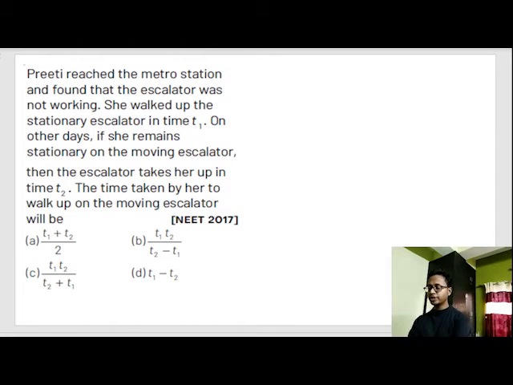Preeti reached the metro station and found the escalator was not working. She walked up the stationary escalator in time t1. On other days, if she remains stationary on a moving escalator, then the escalator takes her up in time t2. Find the time taken by her to walk up on the moving escalator.